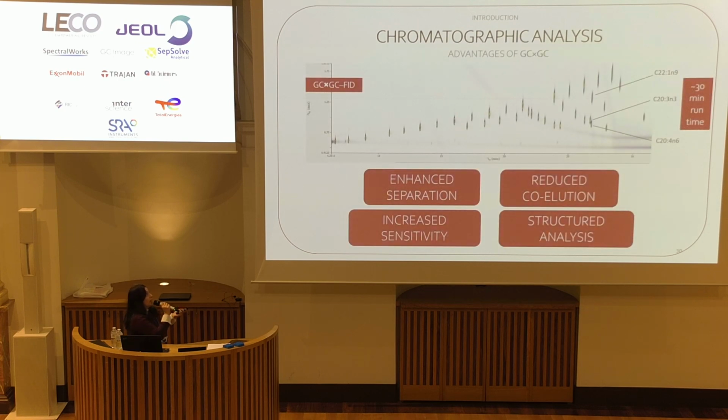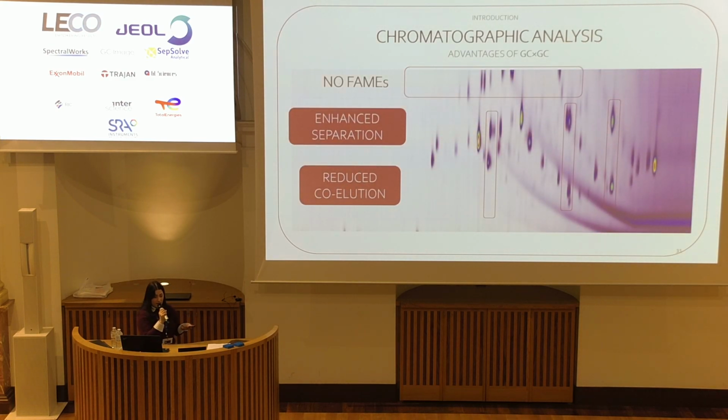So, in a multidimensional workshop, I don't have to list the advantages of GC×GC, but I want to point out the ones I had using GC×GC for FAMES analysis. Basically, thanks to the enhanced separation and reduced coelution, at first glance, looking at the chromatogram, we can see which peaks are not FAMES and which peaks can coelute in the same retention time in 1D.